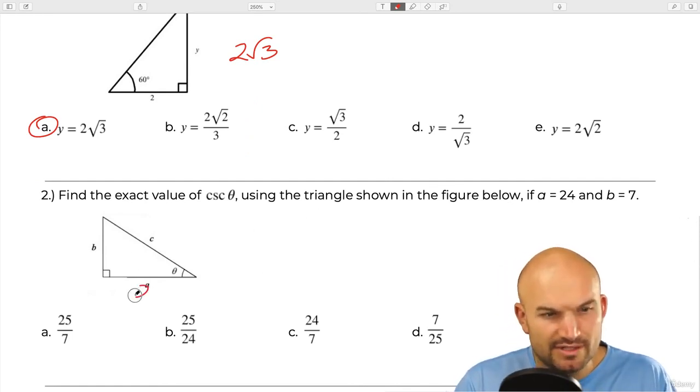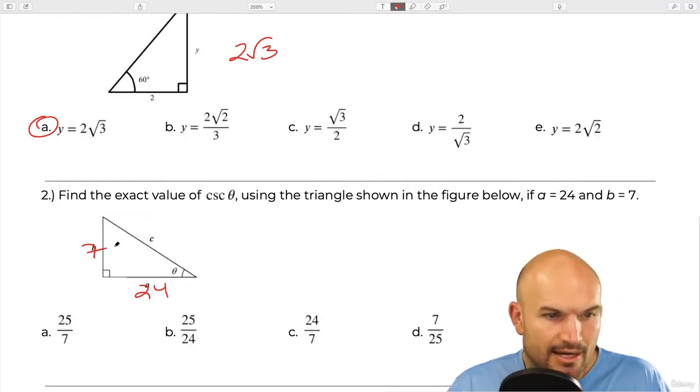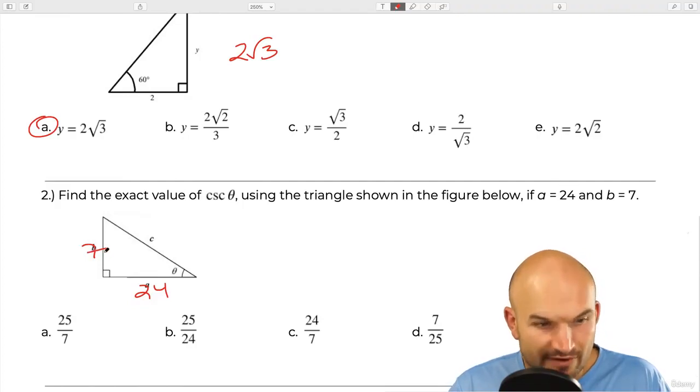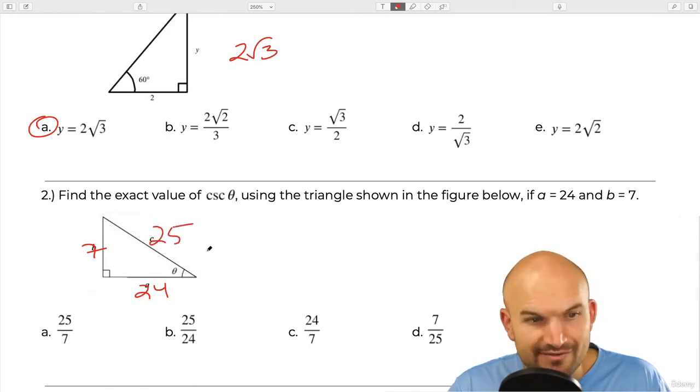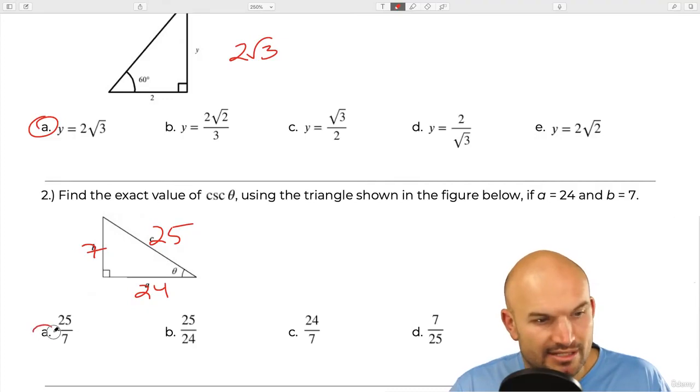So A is 24, so let's just write that as 24, and B is 7. All right, so the cosecant is going to be opposite over hypotenuse. So we need to figure out what that is. Looks like this is a Pythagorean triple, so I'm going to say that's going to be 25. So therefore, that'd be hypotenuse over opposite of your angle theta. So that's going to be A.